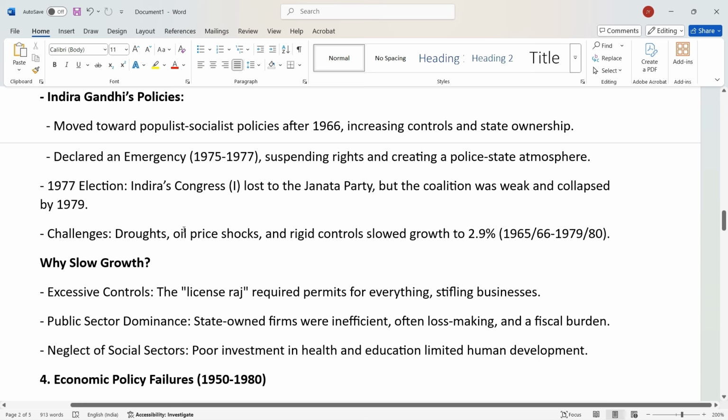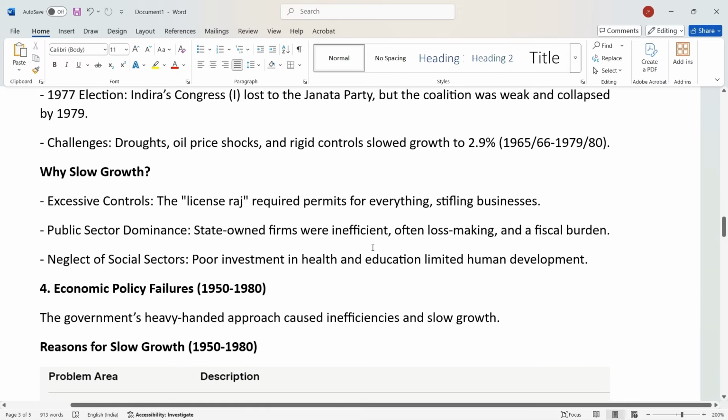There were also different challenges happening in the economy at that time, like droughts and oil price shocks. There were also rigid controls by the government, which hampered the growth of the Indian economy.